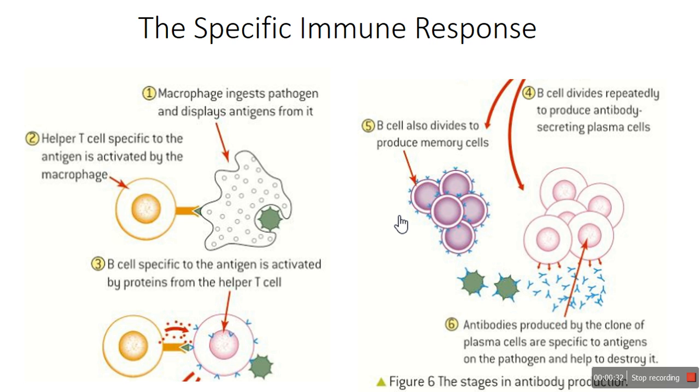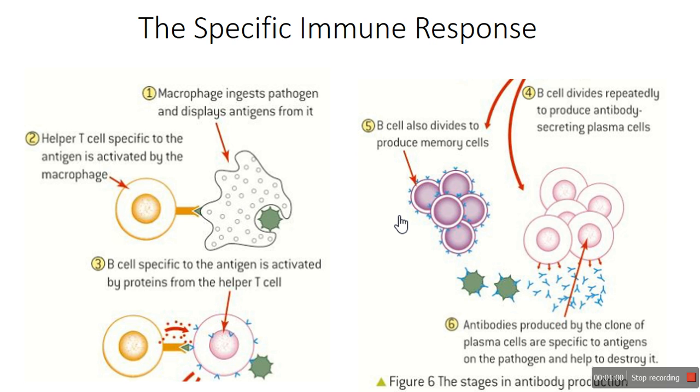So generally the first stage of this is what we can see here at stage 1, where macrophages will ingest pathogens and display the antigens from it. So here's our pathogen being ingested, okay, and the antigen is being pushed out of the membrane of our macrophage, or it's being presented, we can say.